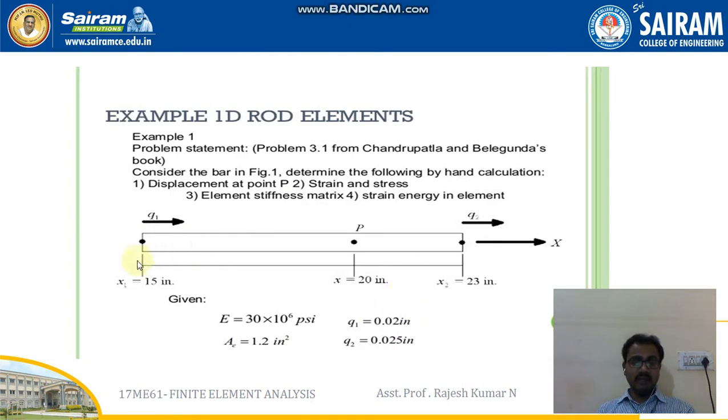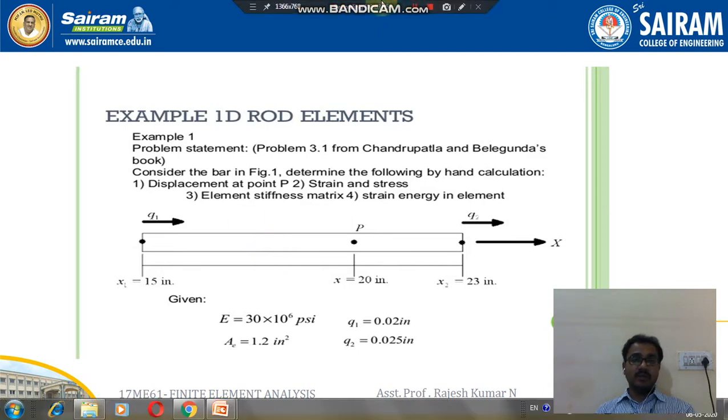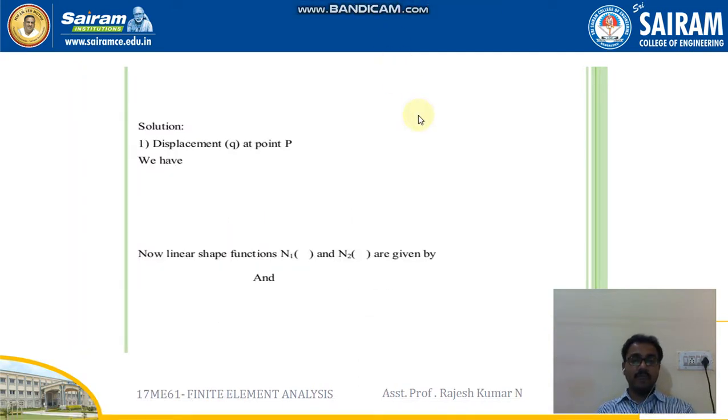I think it's very clear. There are 3 different points, the first point and second point, where the nodal displacement is given. In between the points we need to find the displacement. That is the first case. Second is the strain and stress for this element and this element. Third is the element stiffness matrix, from x1 to x and x to x2. So for these two elements the element stiffness matrix we need to find out. And the last one is the strain energy. So that also we need to find out, step by step.